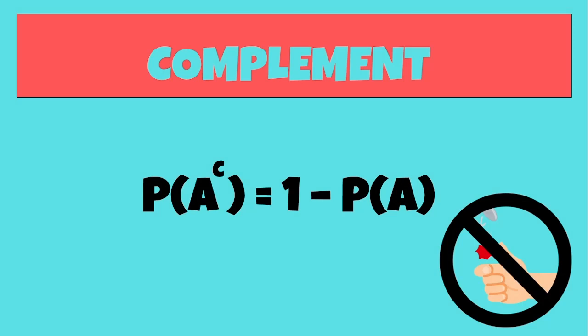Now we have a rule called the complement rule. It has this little c as an exponent in the notation. And to find this, we just set 1 minus the probability of the event we're trying to find, in this case A. This just means the probability of event A not happening.